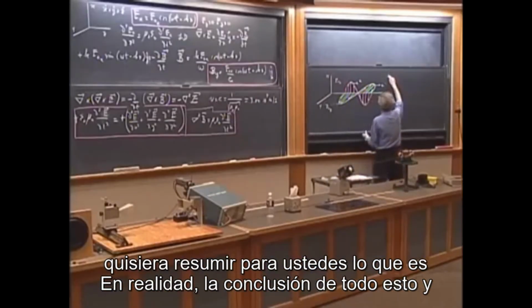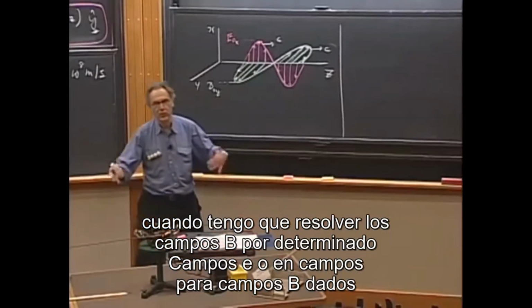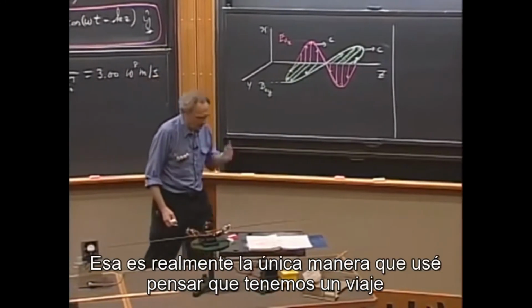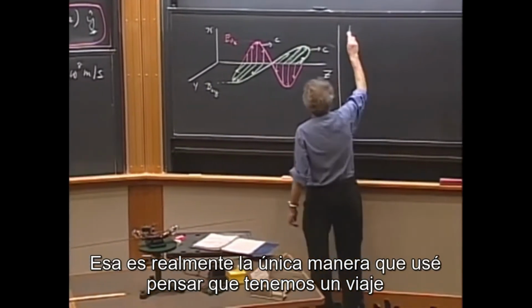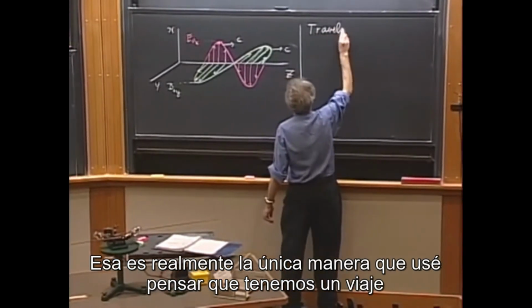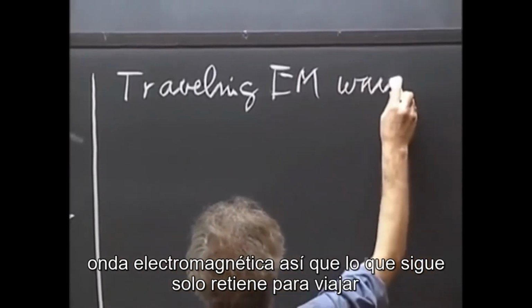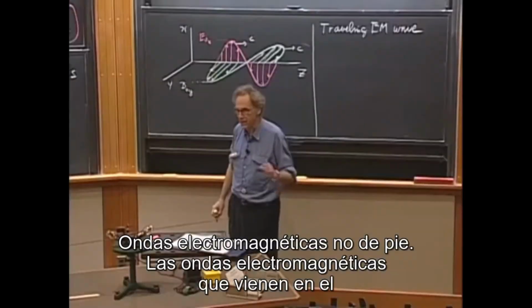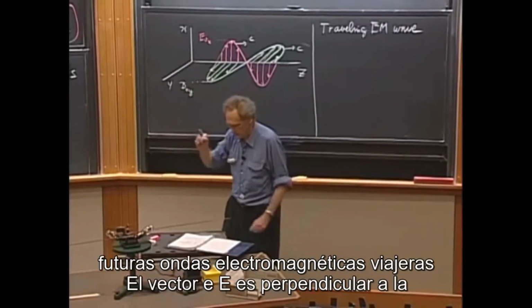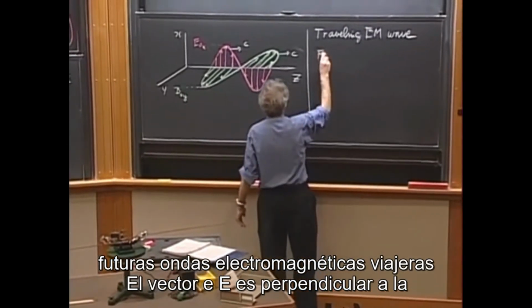I would like to summarize for you what is actually the bottom line of all this. And when I have to solve B fields for given E fields or E fields for given B fields, that's really the only way that I used to think. So we have a traveling electromagnetic wave. So what follows only holds for traveling electromagnetic waves, not for standing electromagnetic waves, which comes in the future. Traveling electromagnetic waves.